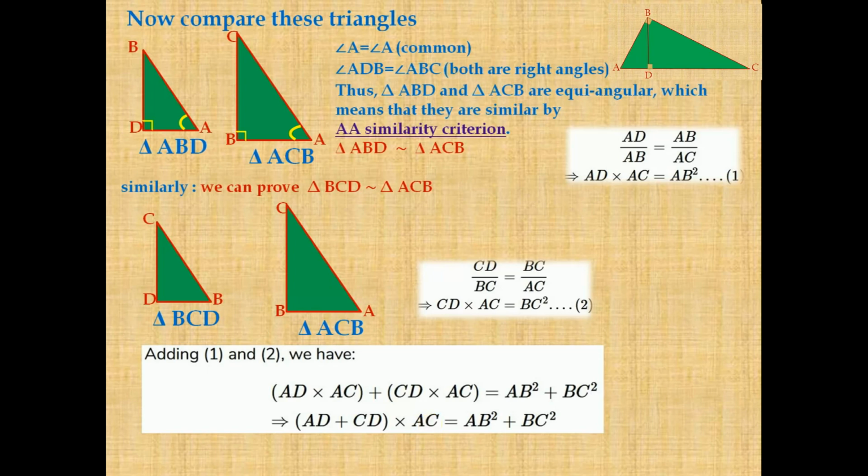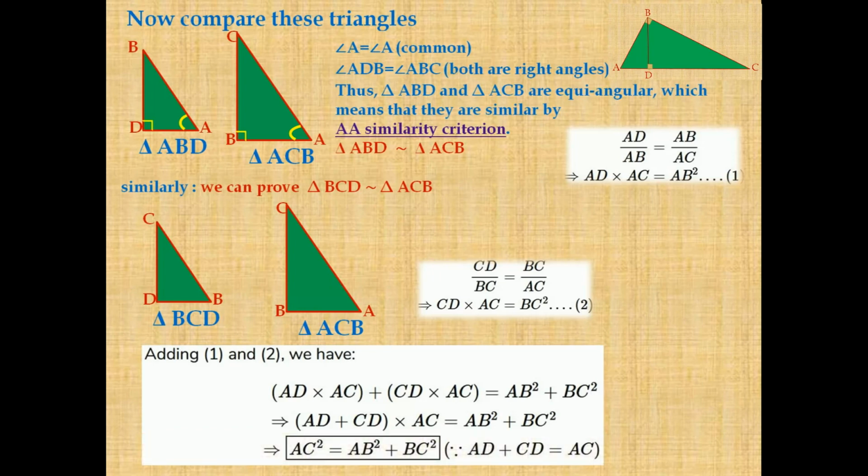But we know that AD plus CD is equal to AC. Therefore, AC into AC, AC square is equal to AB square plus BC square. Hence, proved.